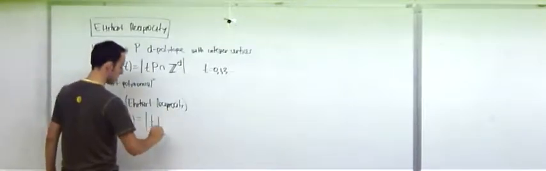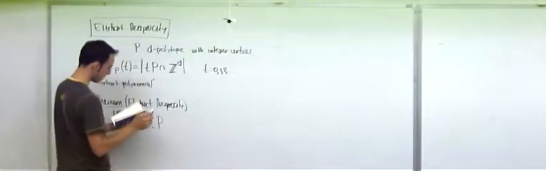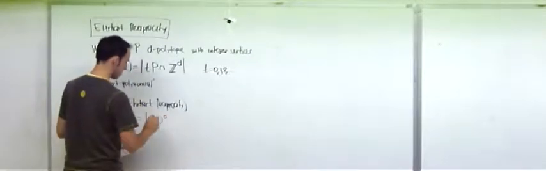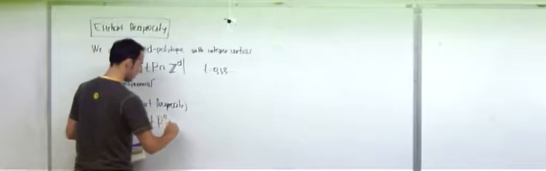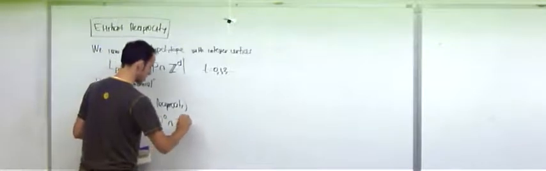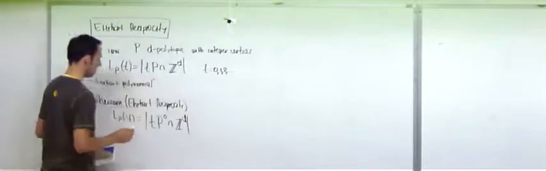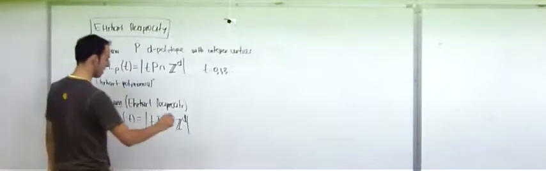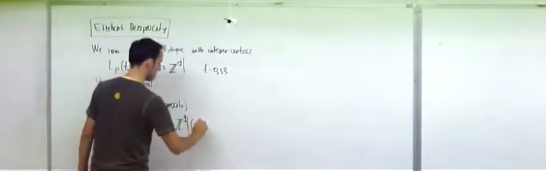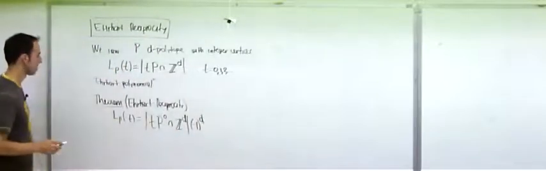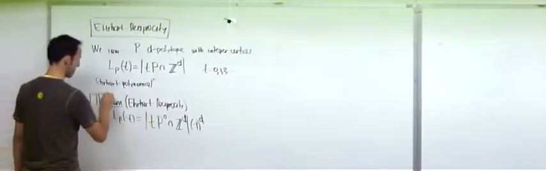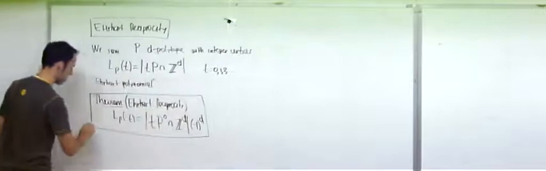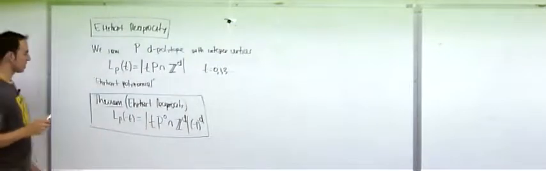So you take the interior, which we called P with a little circle, and you count the lattice points in there. And that's what you get when you plug in minus t, except that you're off by a sign of minus 1 to the dimension. This is Ehrhart's reciprocity theorem.